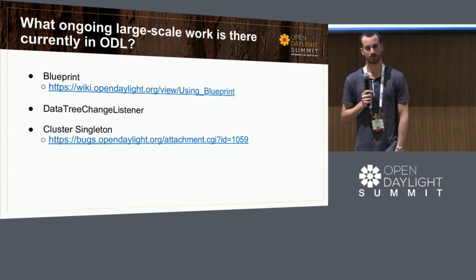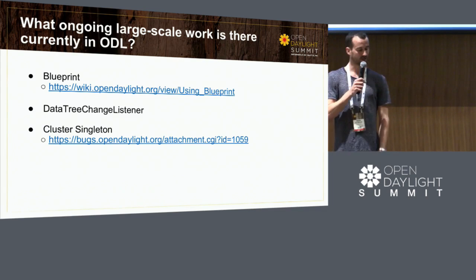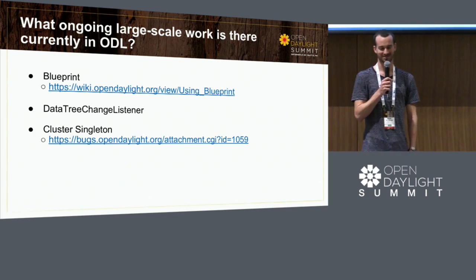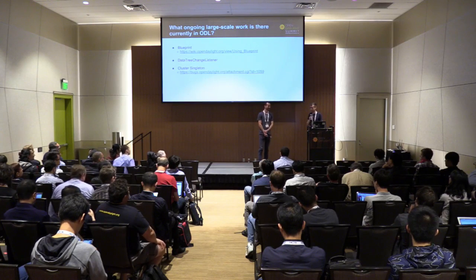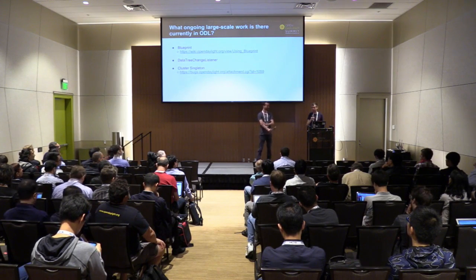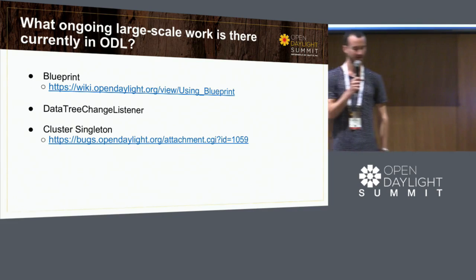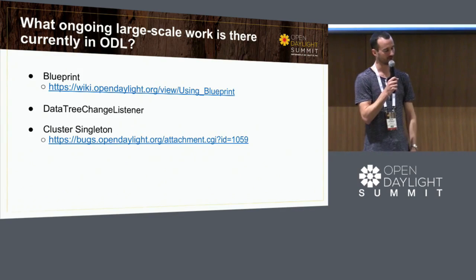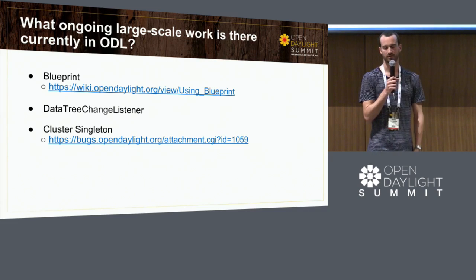Are there design docs for these things? Are there design docs that we can read as to how... Yeah, good question. There's excellent documentation for Blueprint. There used to be documentation for the data tree change listener, but I haven't been able to find it. If we do, we'll update the slides. And for the last one, the cluster singleton, the links are the documentation. The cluster singleton is a new API provided not long ago, and it's basically to make your application cluster aware.